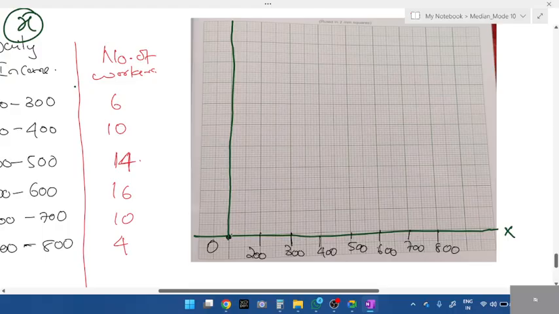Okay. Yeah, for histogram, we don't take cumulative frequency, students. We just make use of frequency. Fine. Your daily wages income. Daily income. Next, on the y-axis, number of workers.